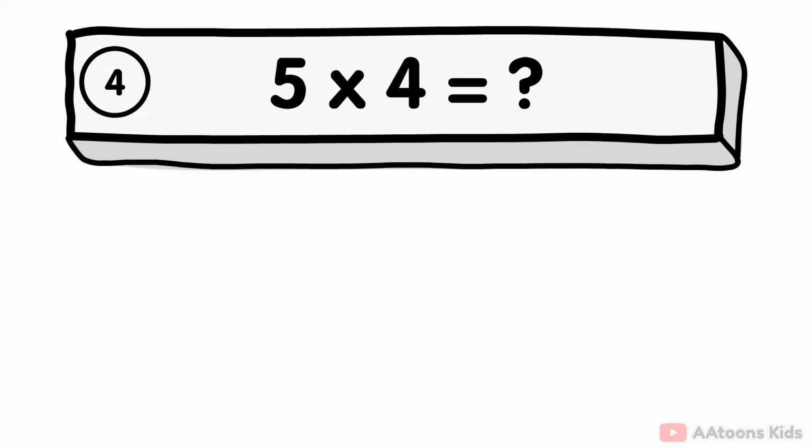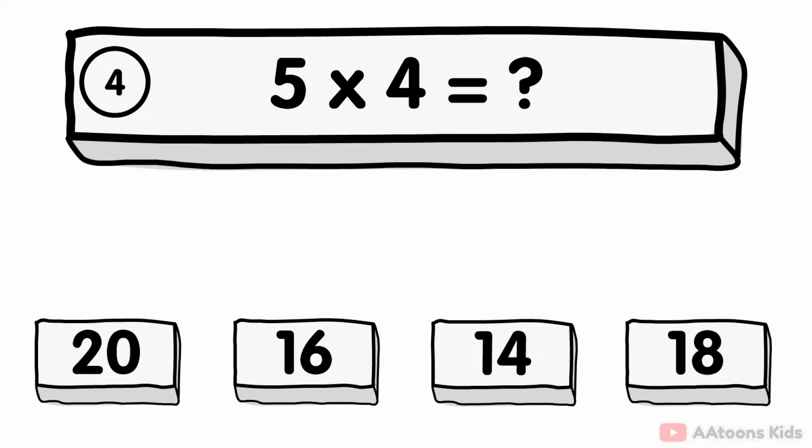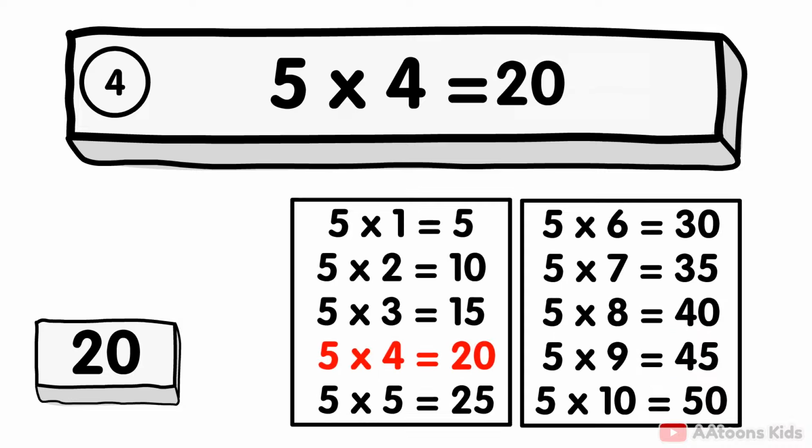5 multiplied by 4 is equal to 20. 5 multiplied by 4 is 20.